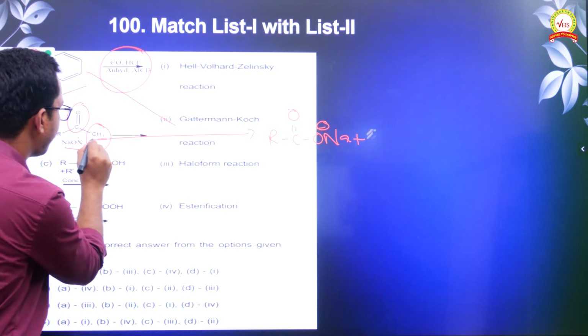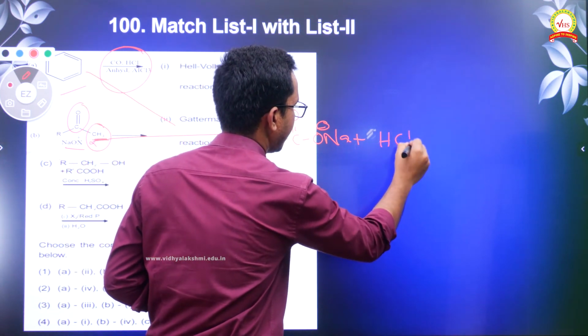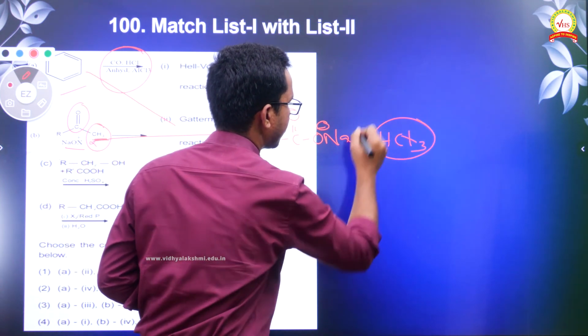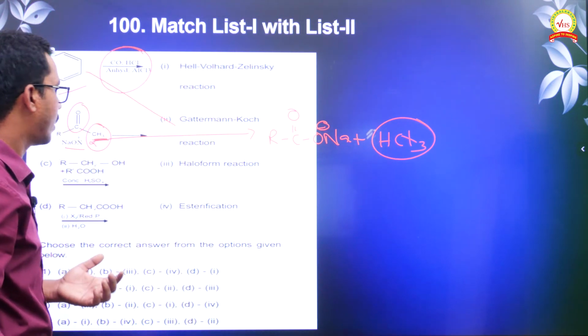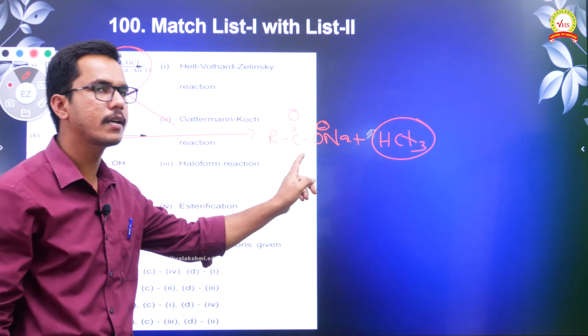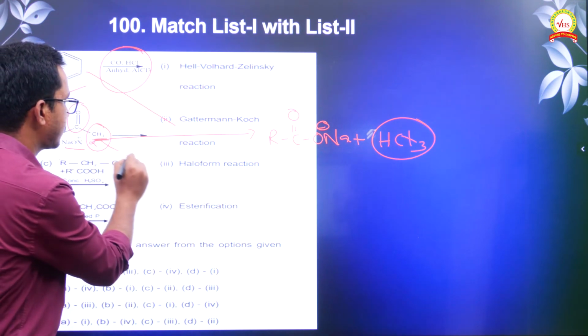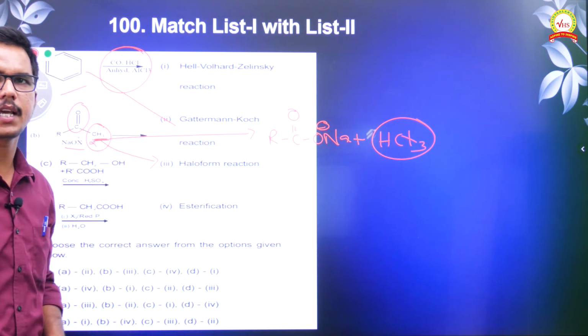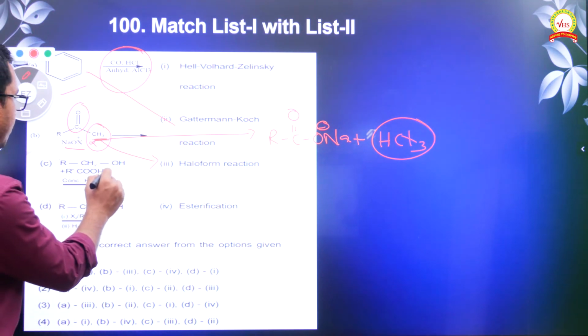The last group, whichever we have, will turn into CX3, the respective haloform, because the reagents and the reactant together form the respective haloform. That is why this reaction is known as the haloform reaction. This reaction is known as what? Haloform reaction. If you take the next one, this is the reaction between what and what?